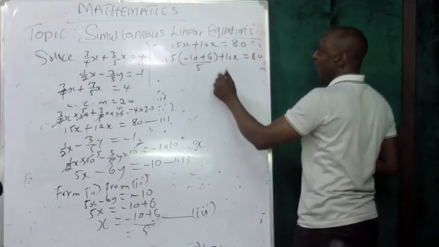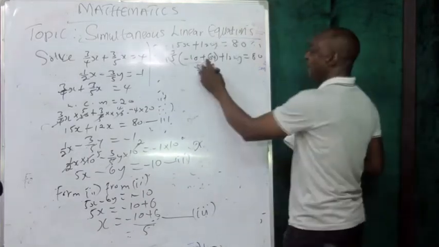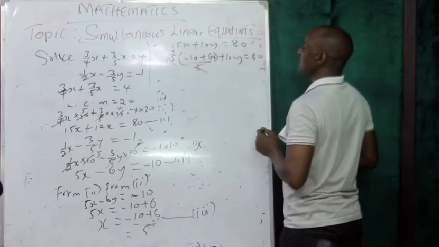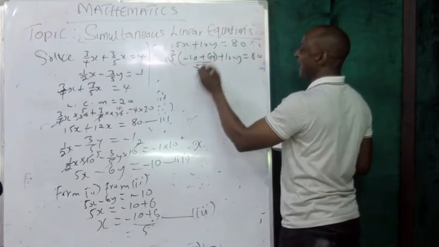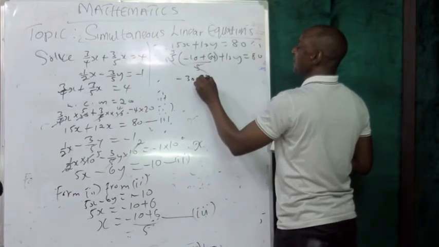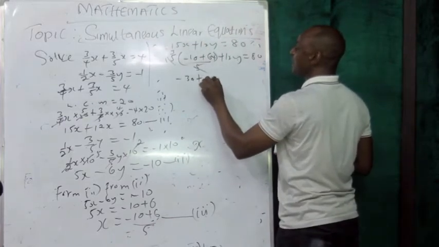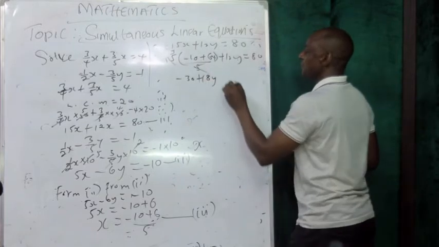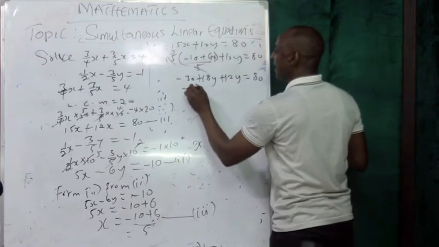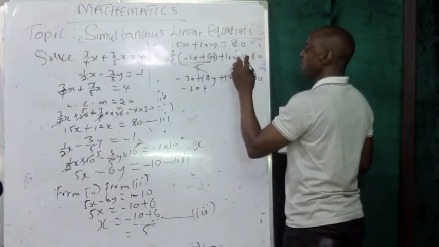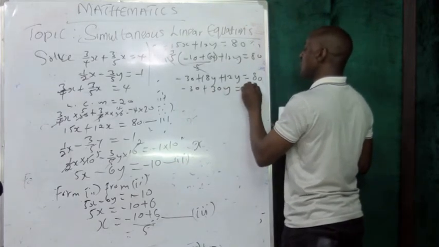You can see that this 5 can cancel this 15 to give you 3. So I will now remove the bracket. By multiplying 3 by negative 10, I'll have negative 30, and multiply 3 by positive 6y to give me positive 18y, plus 12y equals 80. I will have negative 30 plus 18y plus 12y, that is 30y, equals 80.